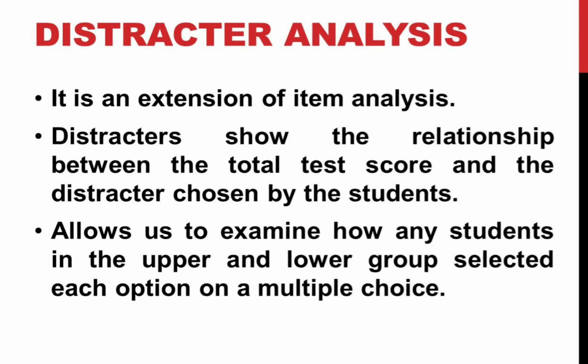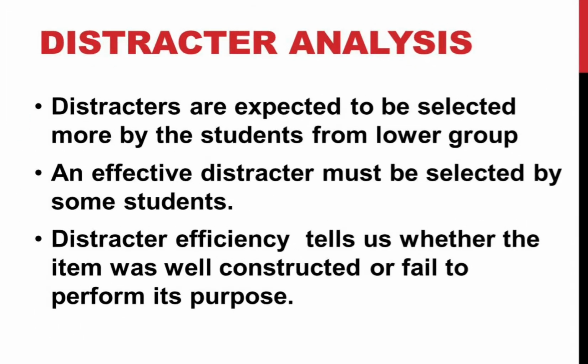And in distractor analysis, we could look at the relationship of the total test score and distractors chosen by the students. In an item analysis, we are able to determine whether the upper and lower group selected the correct option or not. However, in distractor analysis, we are going to dig deeper on what options did the upper or lower group choose. Distractors are expected to be selected more by the students from the lower group, since the upper group are considered the more knowledgeable ones.